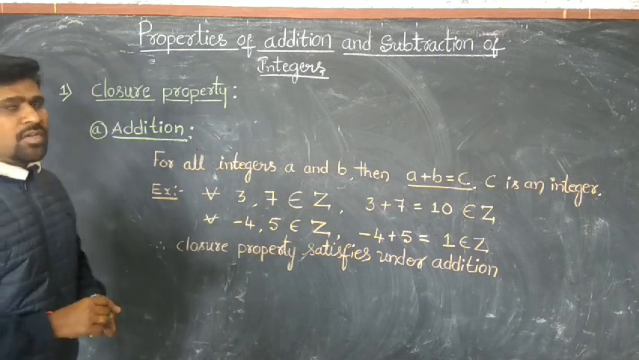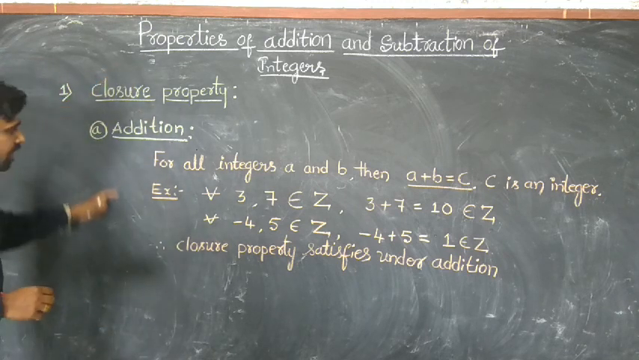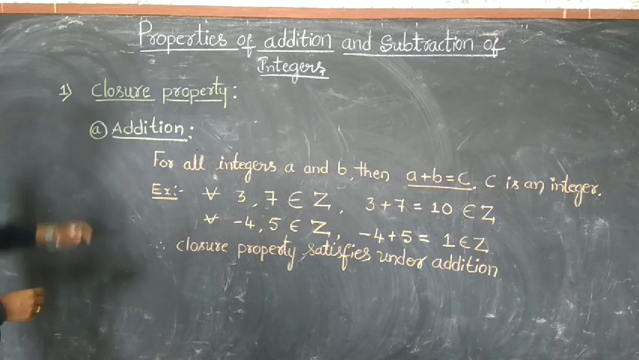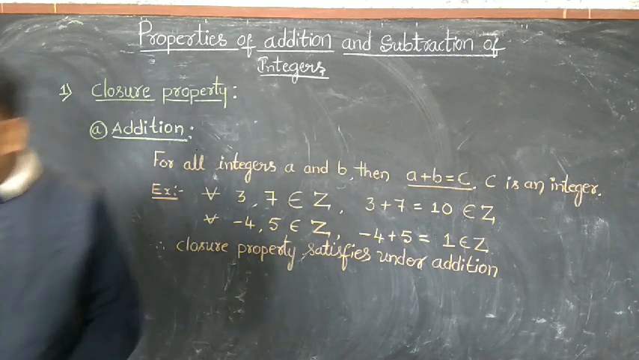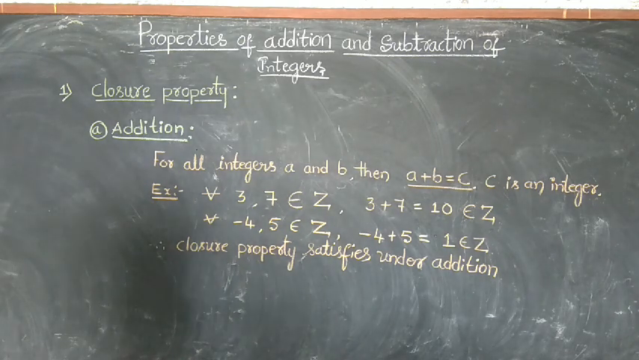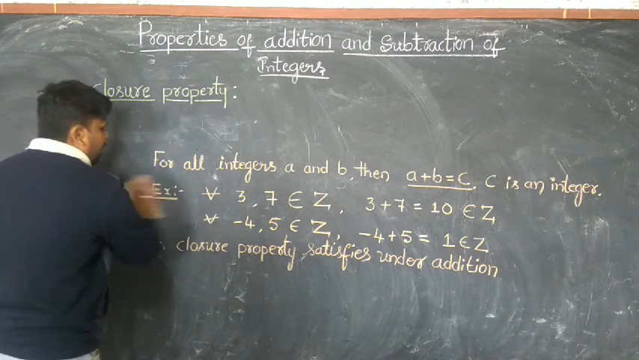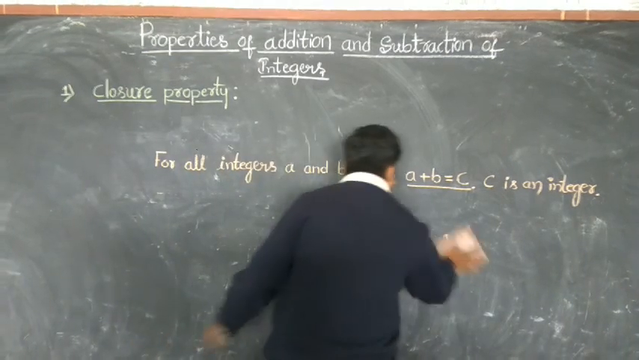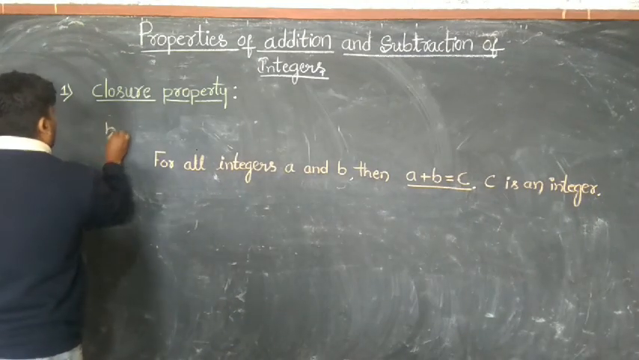Same as it is, write the heading and subheading, and take it down in your classwork notebook. Next, closure property B, that is subtraction. That is nothing but subtraction. We come to the second thing, that is B.